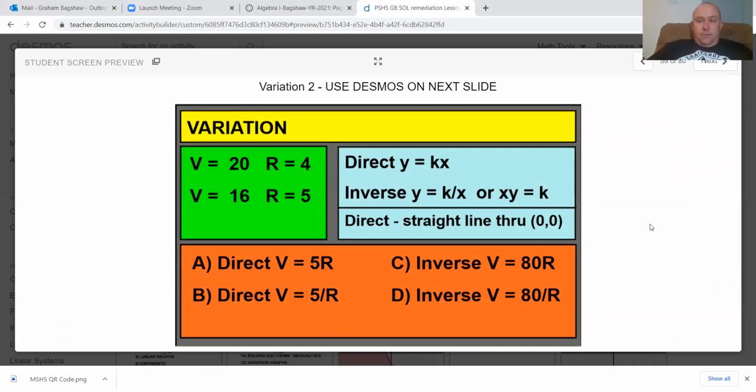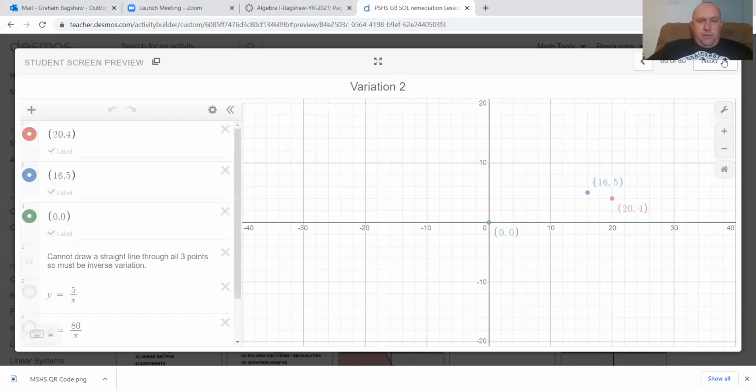Variation was our very last topic we did. This was right at the end of the course. So we have our two values. We have v and r, which is not y and x, but hey, we can improvise if we need to.